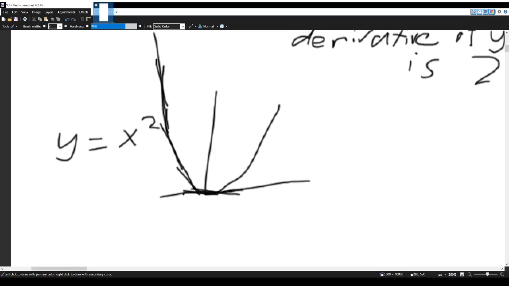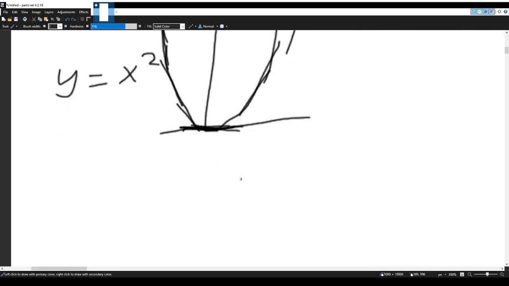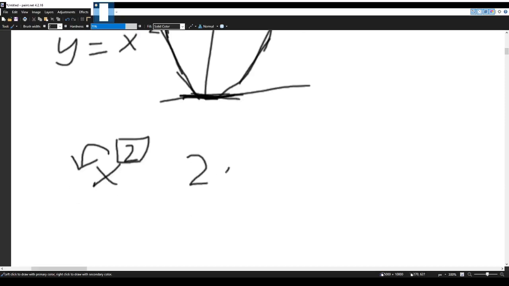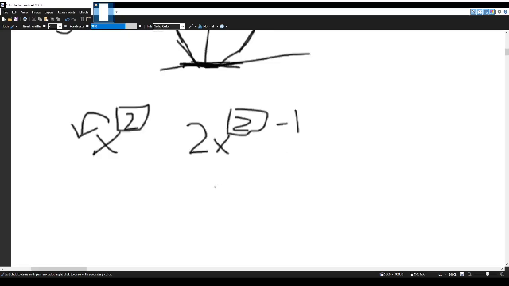Right? Because right here the slope is 0, and then it looks like it's going to go up really high again. So what you actually do is you take this exponent and make it into a coefficient, right? So then you have 2x squared, and then you take this and subtract 1, which gives you 2x to the 1, or just 2x. All right.